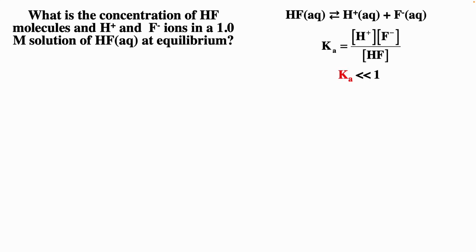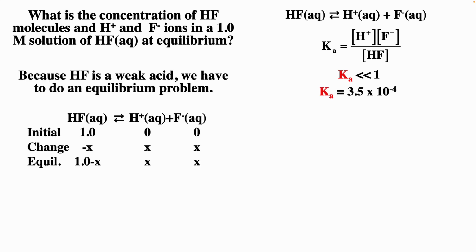We could also be asked what is the concentration of HF molecules and hydrogen and fluoride ions in a 1 molar solution of HF at equilibrium. And so likewise, we can write down our ICE table: initial, change, equilibrium. We're starting with 1 molar HF. Initially, we have 0 hydrogen ions and fluoride ions in the beaker. When X HF breaks apart, we'll get X of hydrogen ions, X of fluoride ions. The equilibrium is initial plus change, so 1 minus X, X, and X.